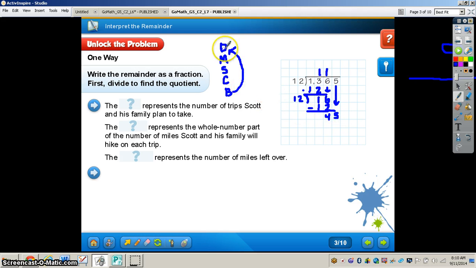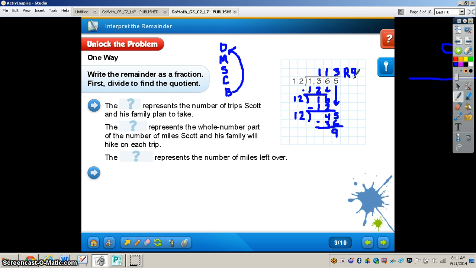We brought it down. Now it's time to start all over again. 45 divided by 12. It's going to be 3. Multiply 3 times 12 is 36. 45 minus 36 is 9. We check it. It's less than 12. There's not any other numbers to bring down, so that is our remainder. So remainder 9. Okay, now that we have done that, we need to figure out what everything represents.